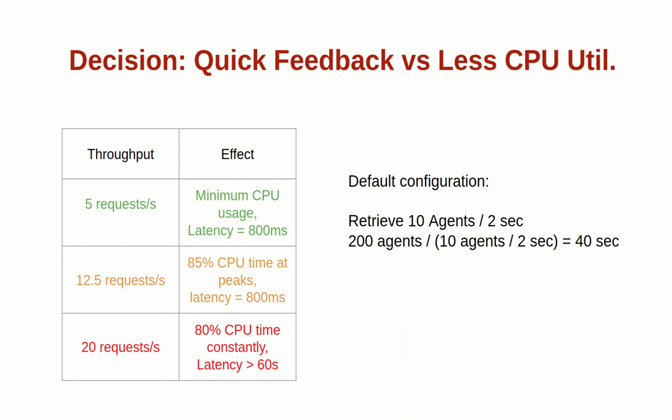To make sure that the verifier and other important services are not dominated by visualization, we decided to go with a conservative tuning, where the visualization web app uses the minimum resource it needs. We also make the throughput configurable just in case we want to get the feedback quicker. So in our default configuration, the front end retrieves 10 agents every 2 seconds. As a result, if the user has 200 agents to watch, all of the state will be updated in 40 seconds.